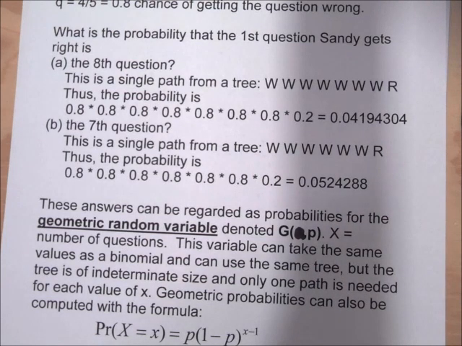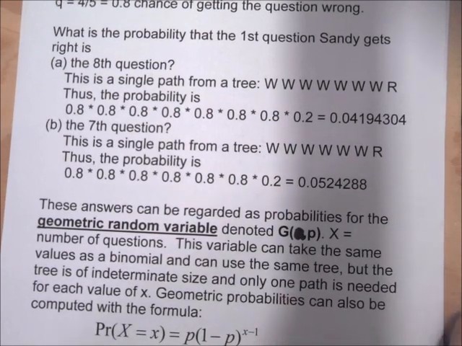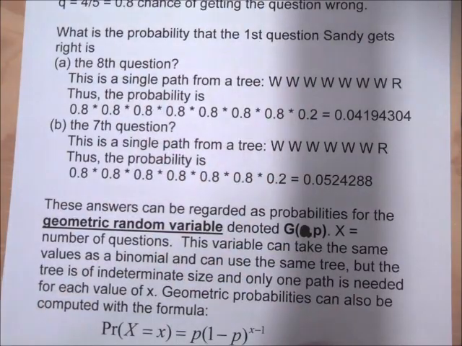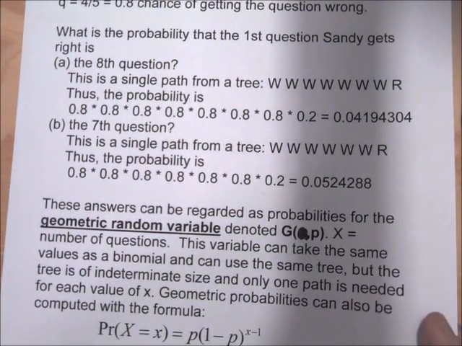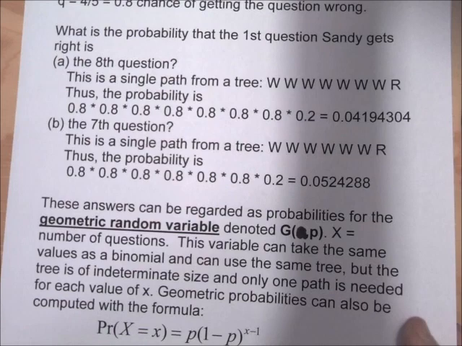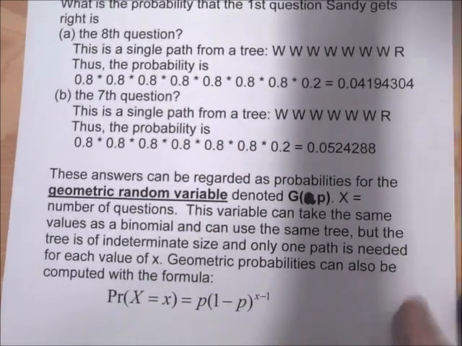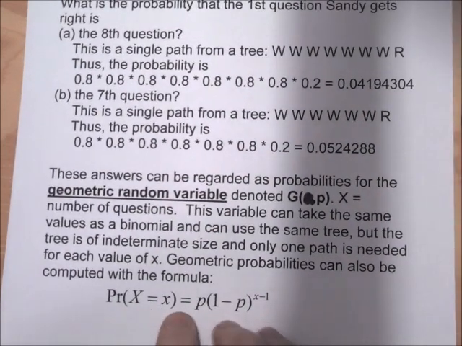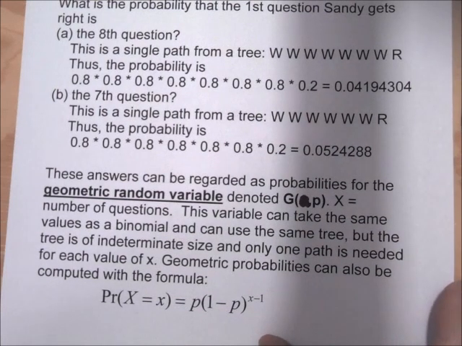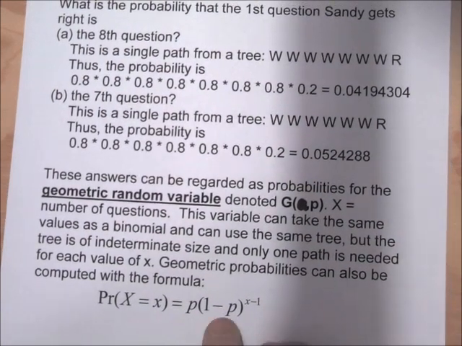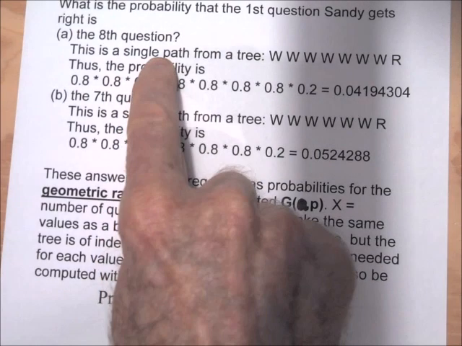You can take the same values as a binomial. You can even use the same tree, but the tree is indeterminate size because we don't have a sample size, and we only need one path from the tree. And there's also a formula for geometric probabilities. Probability x equals little x: p times (1 minus p) to the x minus 1. So this is the 0.8 to the 7th power. This is the 0.2, right, for part A.